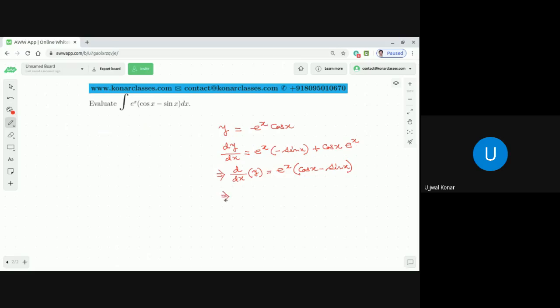So from the rule of antiderivative, we can say integration of e power x into cos x minus sin x dx is equal to y. Correct or not? And what is that y here? In fact, I can write it as y plus c. And y is e power x cos x. So you can directly write this is equal to e power x into cos x plus c, isn't it, dear students?